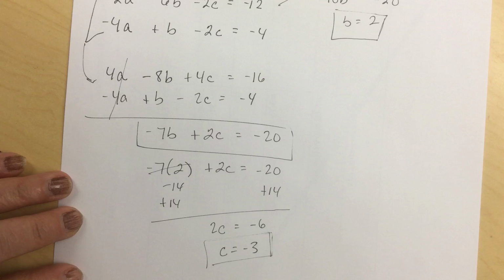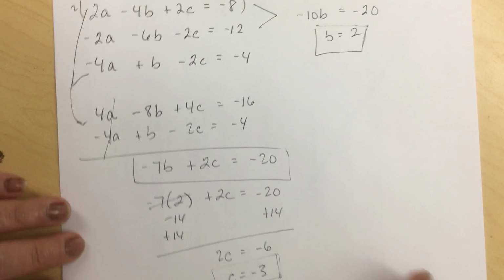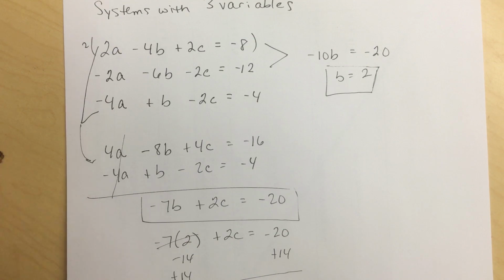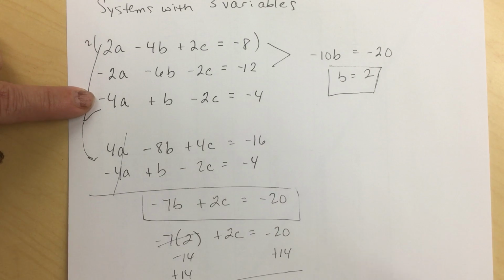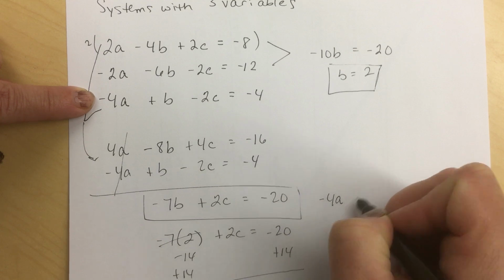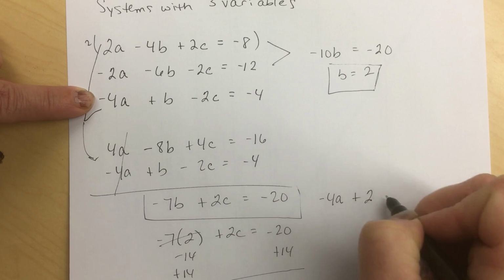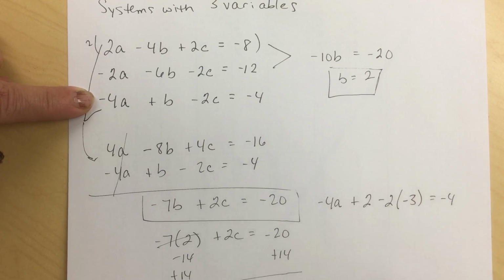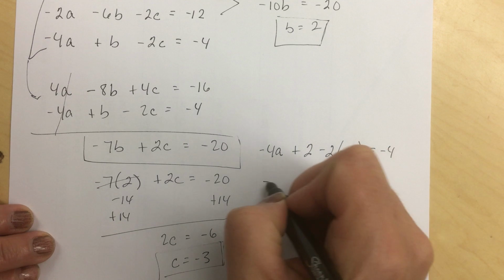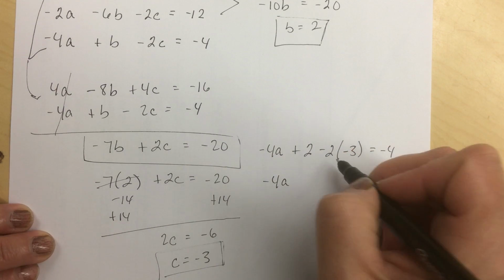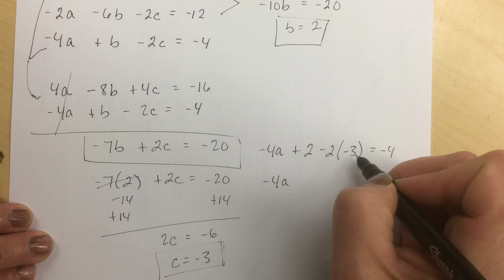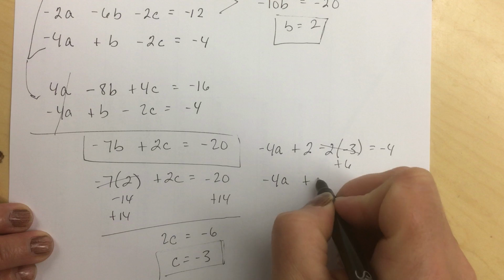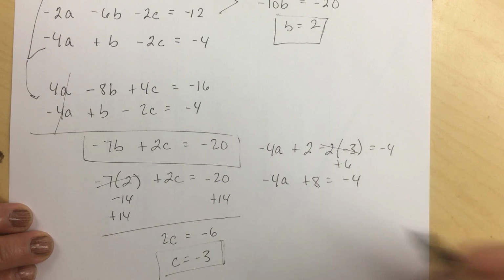So I have b equals 2 and c equals negative 3. Now I take both of those numbers and plug them back up into one of my original equations that has 3 letters in it, and it doesn't matter which one. So I'm going to pick the bottom one just because it's got smaller numbers. So negative 4a plus b, which is 2, minus 2 times c, which is negative 3, equals negative 4. So negative 4a, then this is a plus 6. Negative 2 times negative 3 is a plus 6. 2 plus 6 is 8. So plus 8 equals negative 4.